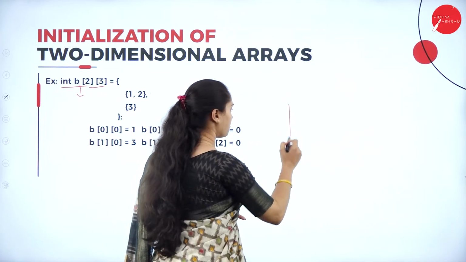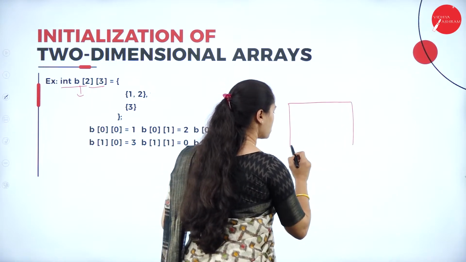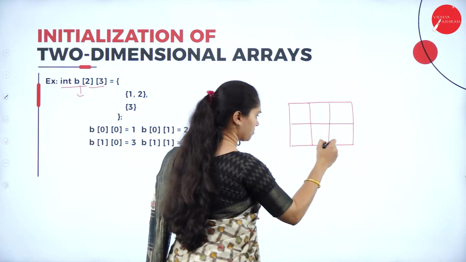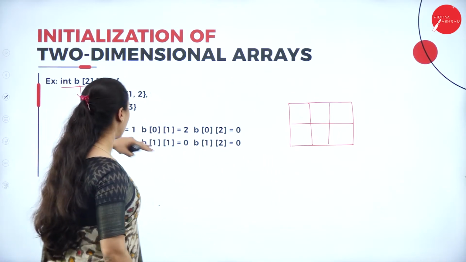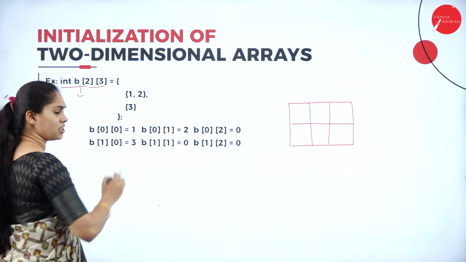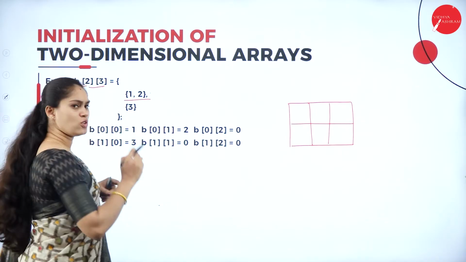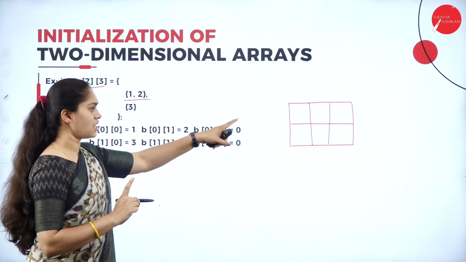Again let me write it. It is of how many rows? 2 rows and the number of columns will be 3. Fine. This is what we are declaring here. But during this initialization, I have only two values for the first row, that is the 0th row.